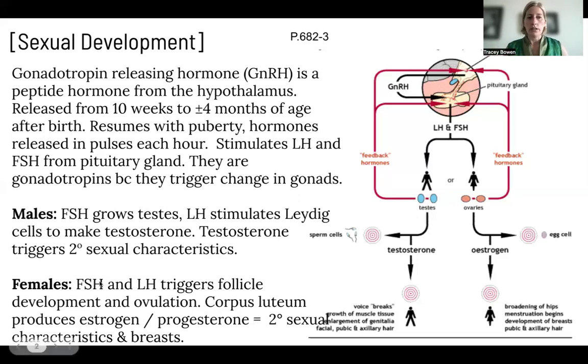And so with females, FSH and LH are going to trigger follicle development and then ovulation. And then the follicle wall will produce estrogen and the corpus luteum will produce progesterone. And estrogen and progesterone's presence will trigger the secondary sexual characteristics, such as widening hips or pubic hair, as well as breast tissue. And so estrogen will cause the enlargement of the breasts, and then progesterone will cause the development of mammary glands in the breast tissue.